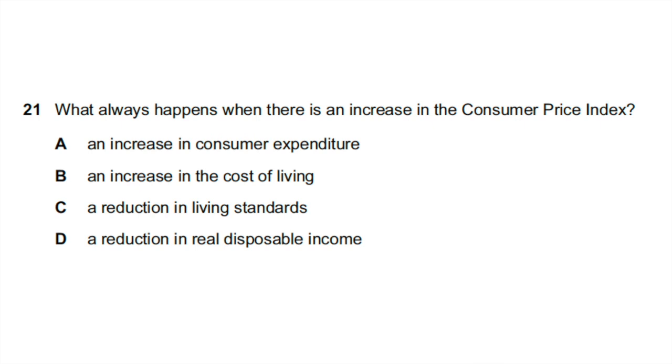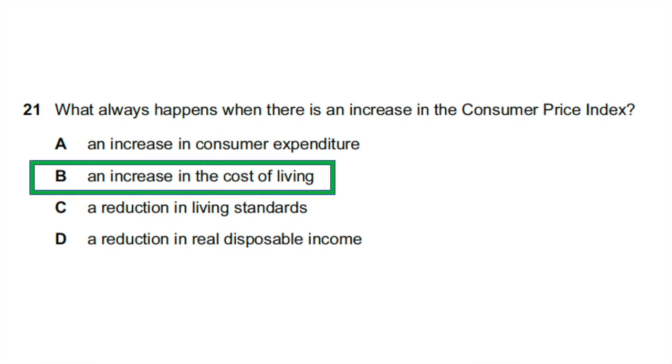21. What always happens when there is an increase in the consumer price index? The correct answer here is an increase in the cost of living. The consumer price index is a method of measuring inflation. If it increases, that means inflation has risen, resulting in an increase in the cost of living.